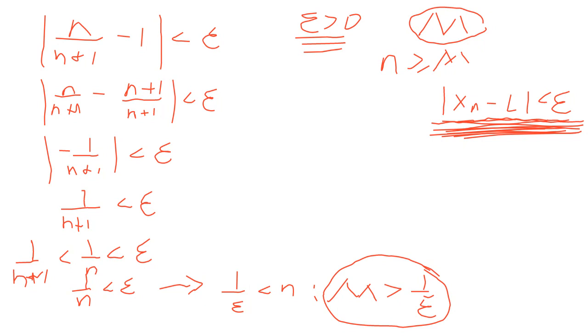You're looking for where's the text? There it is. All right. Where was I? All right. So we're going to use the M. So we had used M greater than 1 over epsilon.